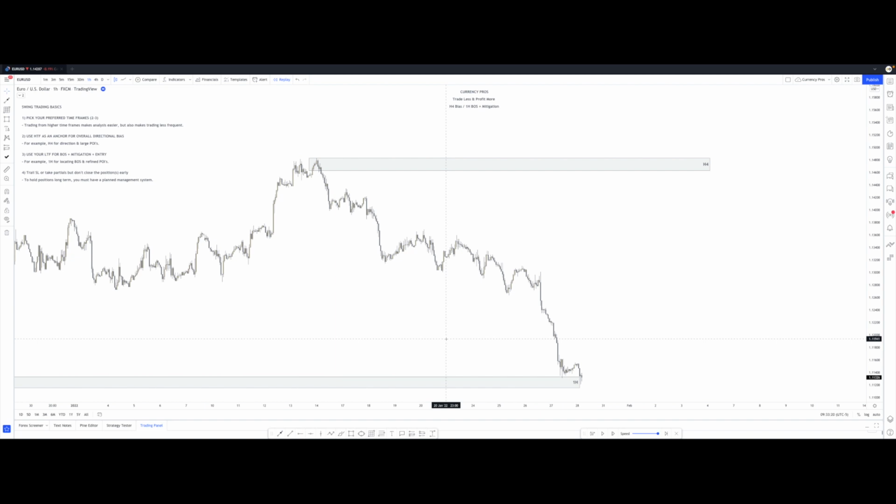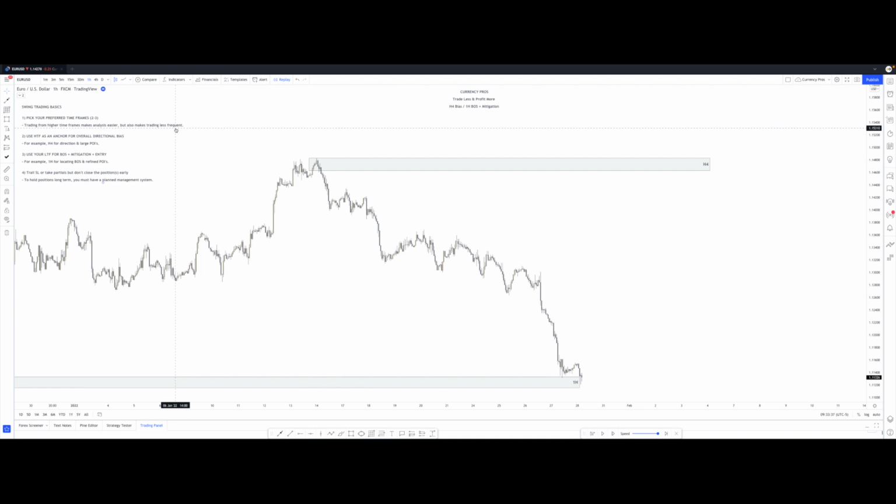But on the higher time frames, oftentimes when you locate a point of interest and it gets mitigated, it typically holds its weight quite well. So there's good trading opportunities in that sense. But the second part of this, it makes trading less frequent.